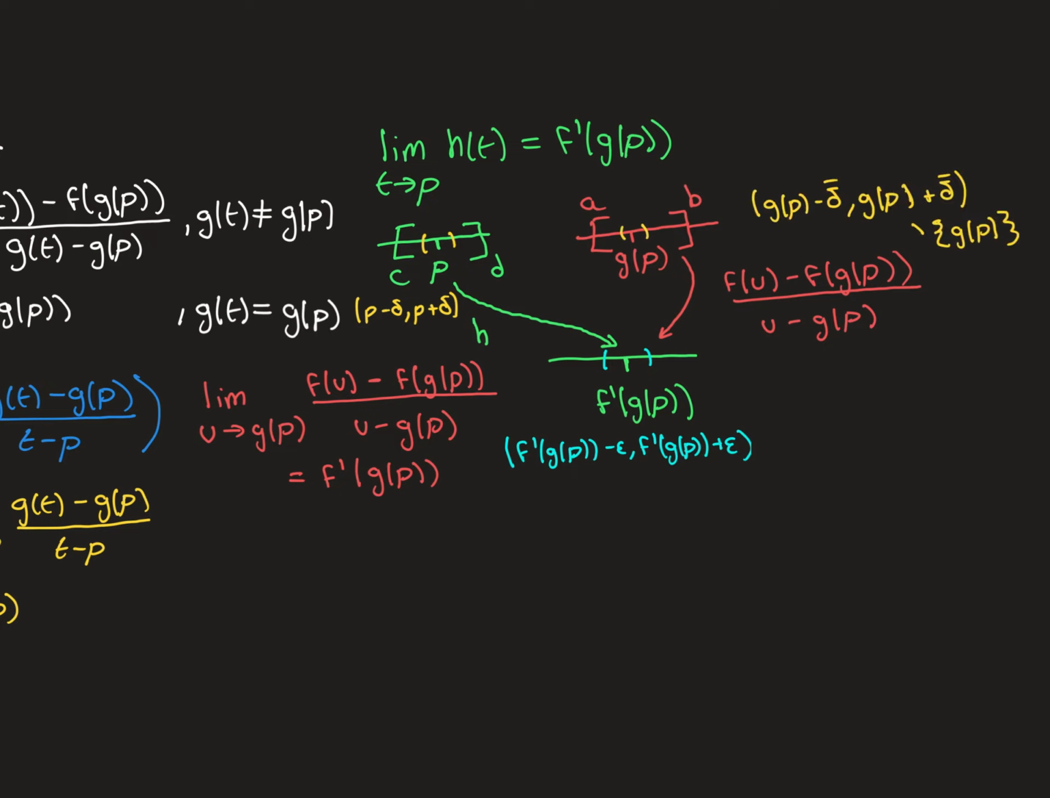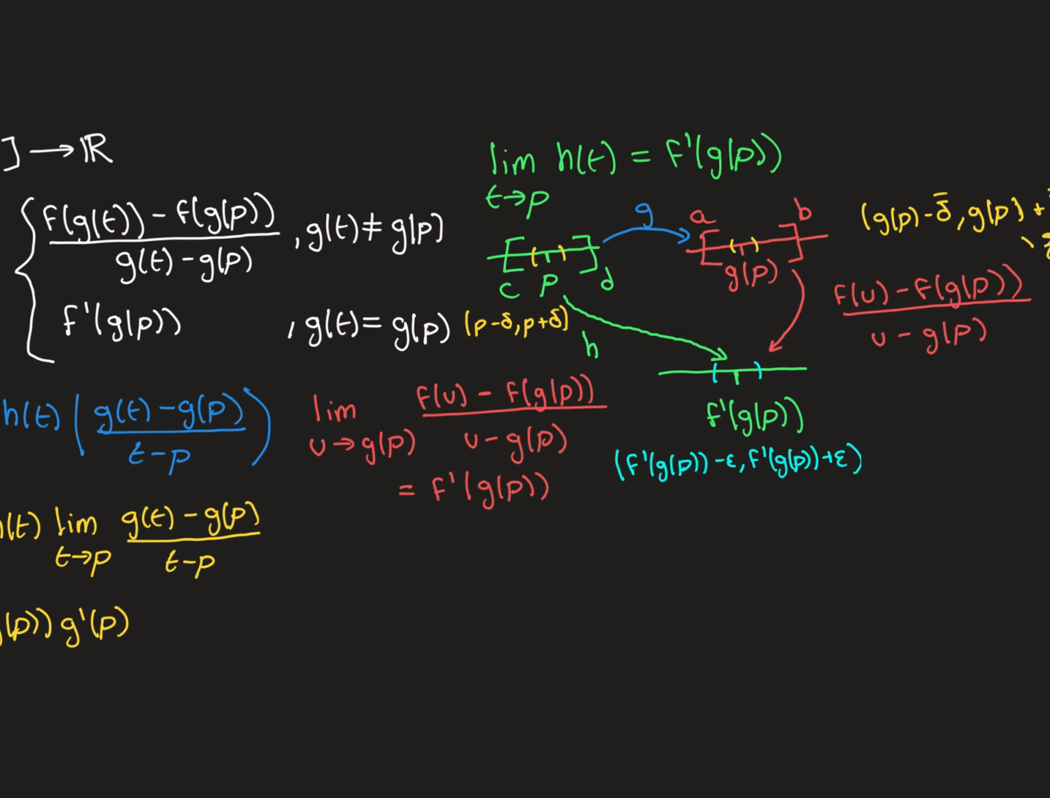So the fact that the limit as u approaches g of p of this difference quotient function here equals f prime at g of p, this value here, means that for all epsilon intervals that you put around f prime of g of p, and we'll use this same epsilon interval here, I can find you a delta interval around g of p, and we'll call it delta bar so it's not confused with this delta over here, this interval g of p minus delta bar to g of p plus delta bar, such that for all of those points inside that interval apart from the centerpiece itself, and it is important to remove the centerpiece because this difference quotient isn't actually defined for the centerpiece, all of those points are going to be mapped by this difference quotient inside the epsilon interval, i.e. the value of their difference quotient is somewhere inside this epsilon interval around f prime of g of p.